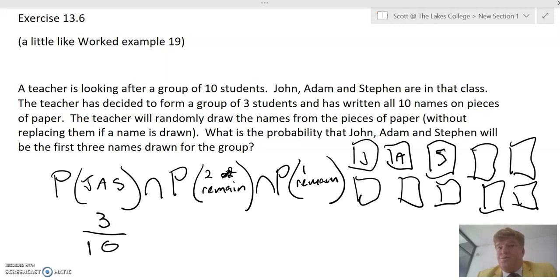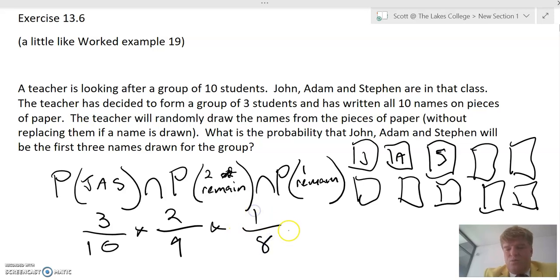Now, the question says they're not going to put the name back, and that does make sense, because if you put the name in and drew it again, it's not going to affect the group of 3 if you just draw whoever's first. So the next time, there's only going to be 9 students that we're choosing from. And we're interested in whoever got drawn, doesn't matter which order they're drawn in. There are 2 names that want to be in that group out of the remaining 9. And then once you've drawn that second piece of paper, there's going to be 8 pieces of paper left and 1 student that's waiting and hoping to be drawn.